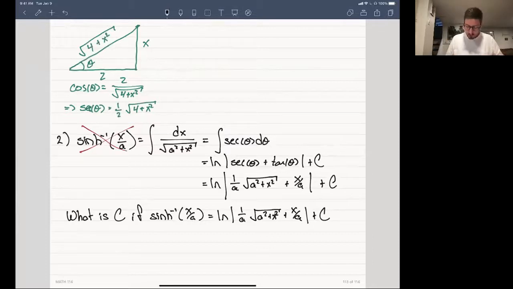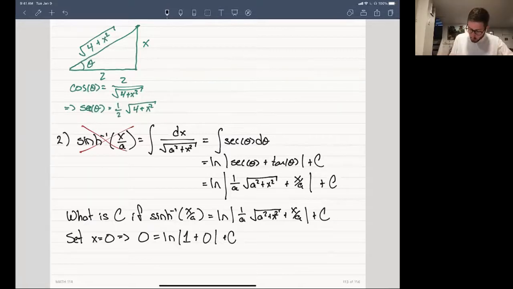Well, in this case, we can just pick a value of x and ask ourselves what gives us equality here for that value of x. Because if it works for one value, it works for all of them. That's what this equality of functions is telling us. So let's set x equal to 0. And sinh inverse of 0 is equal to 0. So I get 0 on the left-hand side. And I get the natural logarithm of 1 over a times the square root of a squared. So that's 1. And then plus 0, x over a where x is equal to 0, plus C.